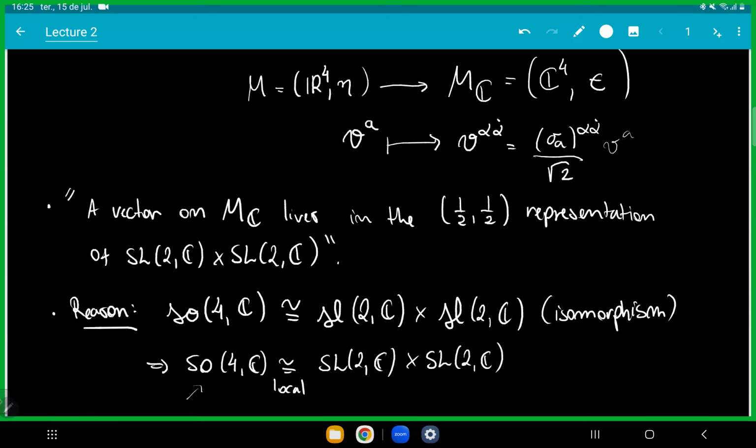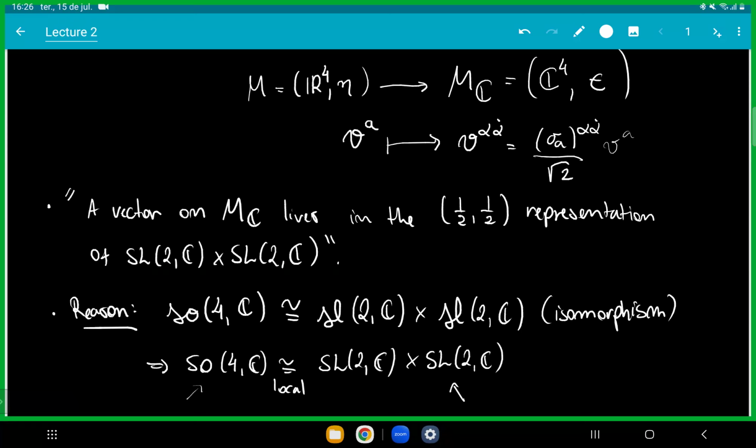But this group, at least locally, and if you're thinking about tangent vectors, that's enough, is locally isomorphic to 2 copies of SL2C, that is SL2C cross SL2C. This means that in representation theory terms, a vector in SO(4, C) is not the fundamental representation. It is reducible. You can reduce it to 2 things on which the SL2C acts.